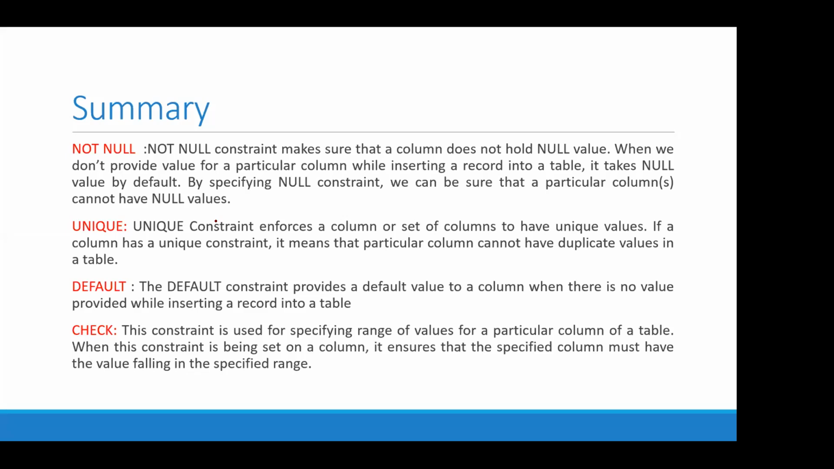The default constraint provides a default value for a column when there is no value provided while inserting a record into a table. When you want to give some default value for a particular column, you can use the default constraint. Next we are using the check constraint. This constraint is used for specifying the range of values for a particular column of a table. It has to satisfy that range or condition, and only then will it allow you to store the value in that specified column. It must fall into the specified range. This is called the check constraint.